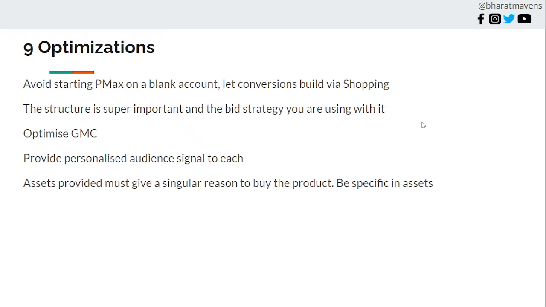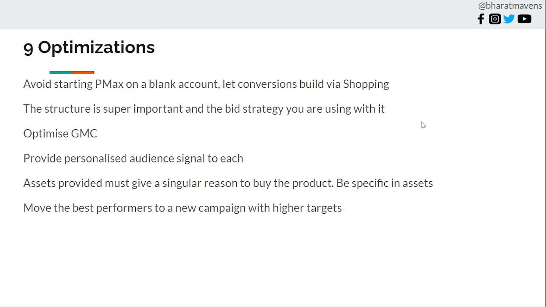If an image is there, then have a single value prop in that image. Say you are just talking about the fabric in that one image. You might have 5 different images speaking about 5 different things, but a single image should not be speaking about 5 different things. A single image should speak about one specific value prop, or the reason that will convince the customer to buy the product. Be very specific in your assets, be it images, videos, all of the assets.